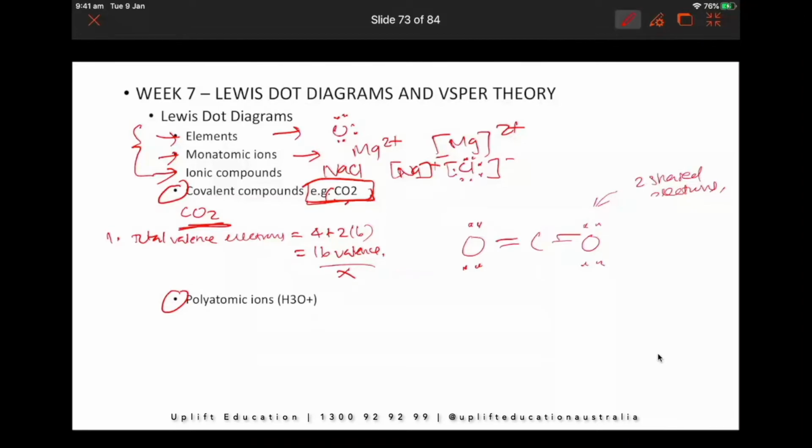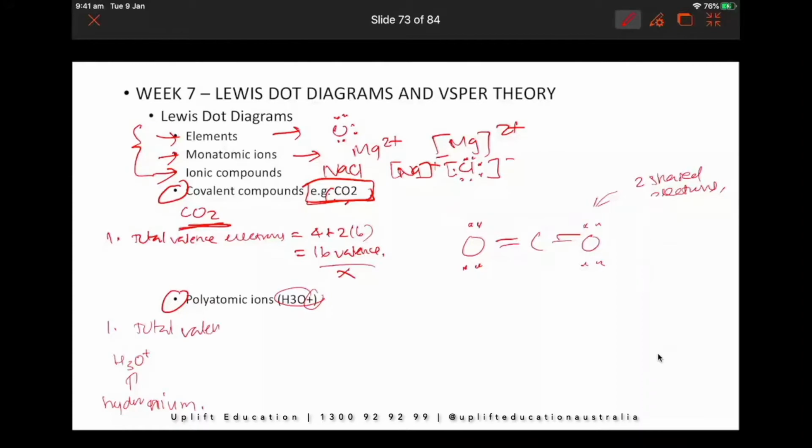So when we're talking about polyatomic ions, it's exactly the same. The only difference is that you have to account for the charge when you're talking about your total valence electrons. So what that means is that, for example, if we're looking at this polyatomic ion, which is hydronium, this is a very important polyatomic ion in year 12. So remember that this is called hydronium.